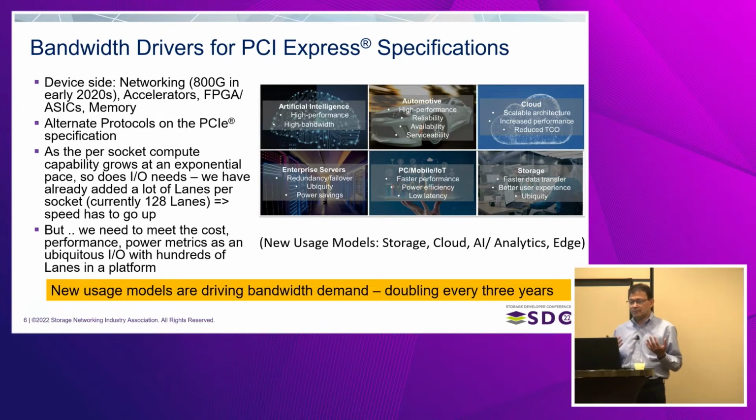And as I said, these are the new usage models, right? Storage, cloud, AI, analytics, edge, you name it. PCI Express is there everywhere, whether it is as load store IO, or to deliver memory bandwidth, or what have you. I mean, it's there everywhere. With all of that, the demand for delivering the bandwidth within that same power, cost, and all of those envelopes continues to be there.